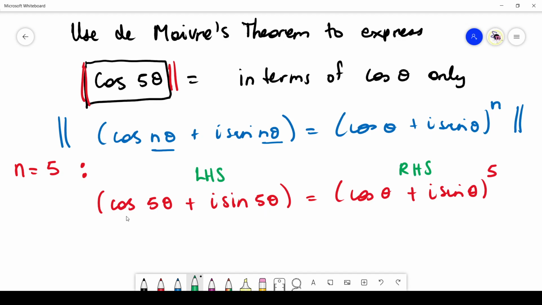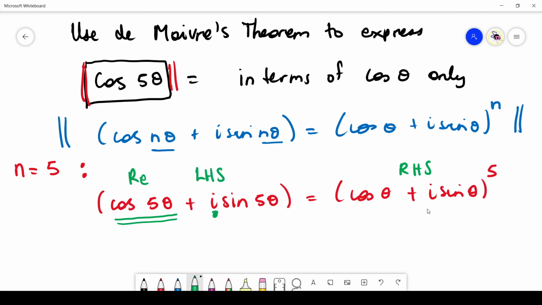Because the question is asking for cos 5 theta, what we will be doing at the end is equating the real parts. This is the real part, and this is the imaginary part because of that i. We'll be equating the real parts of the left-hand side with the real parts of the right-hand side. But on the right-hand side, we do not essentially have an expansion. We would have to multiply that by itself 5 times.